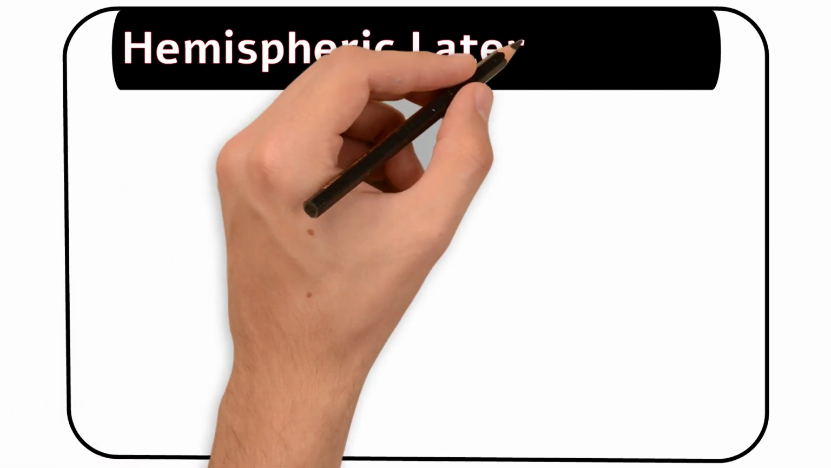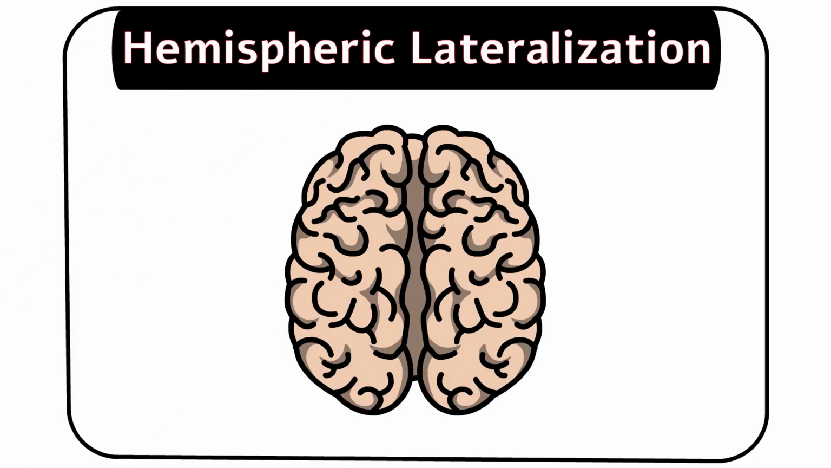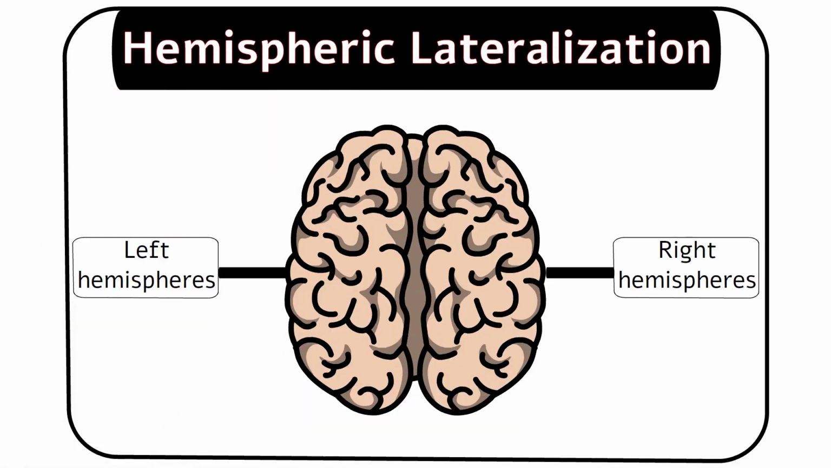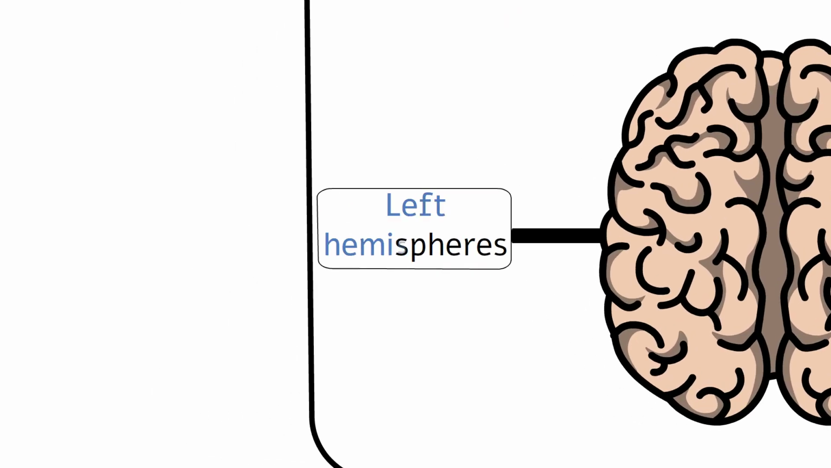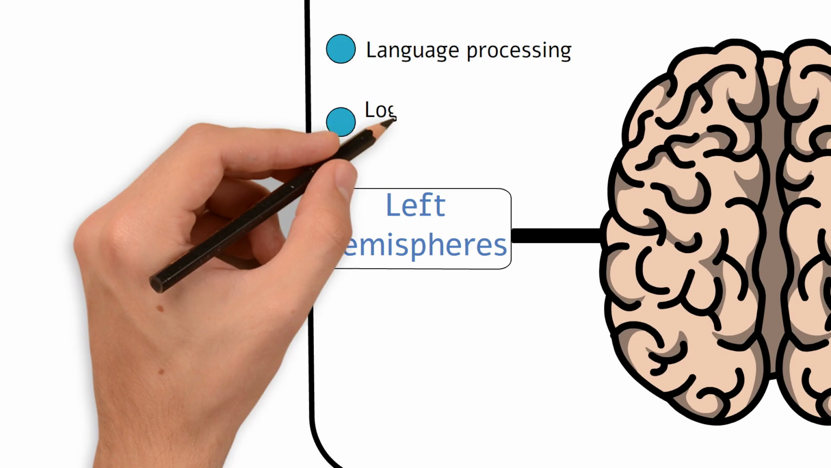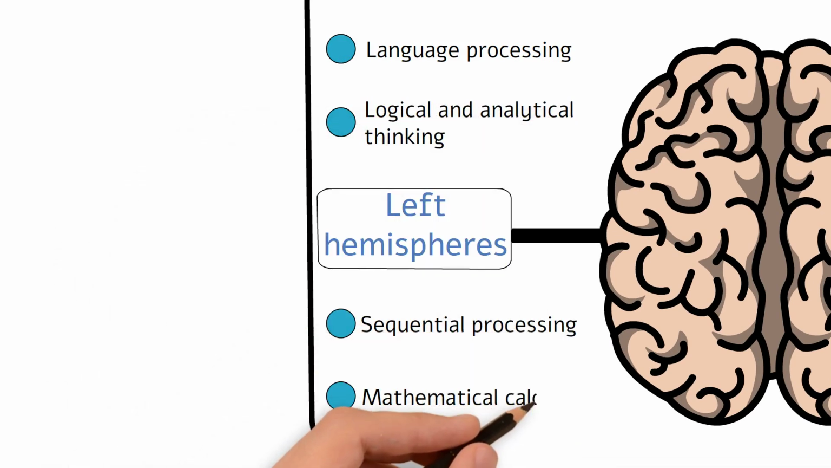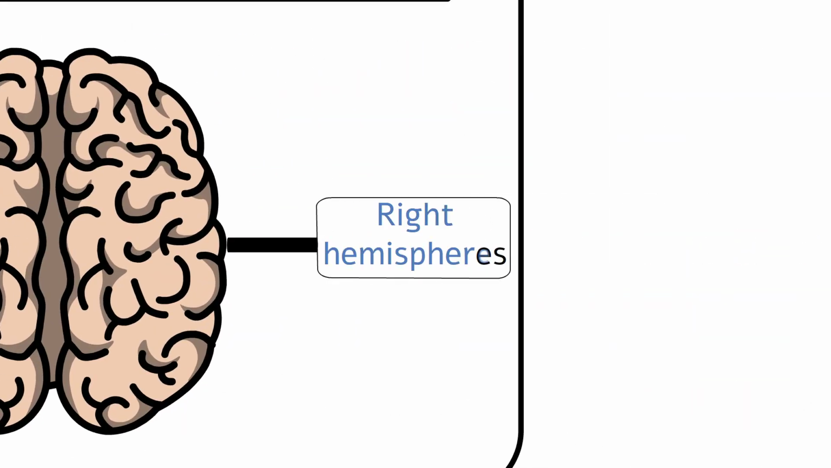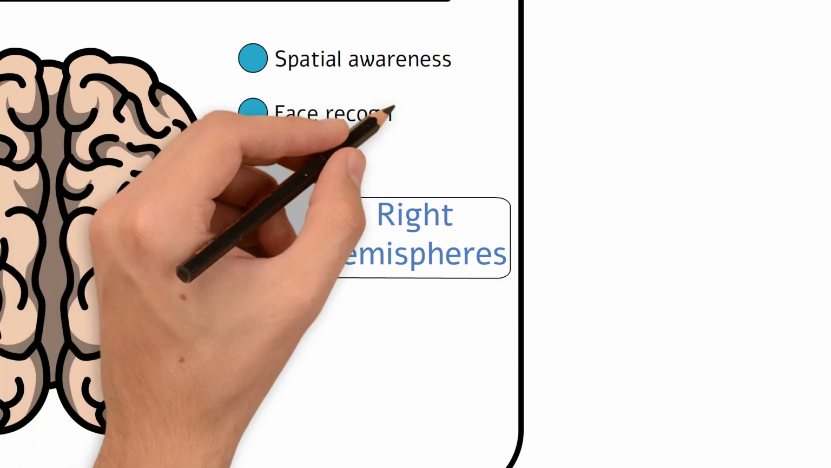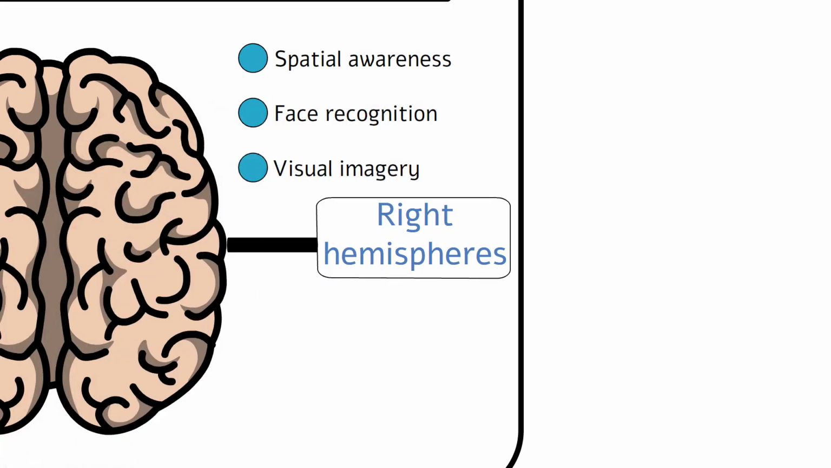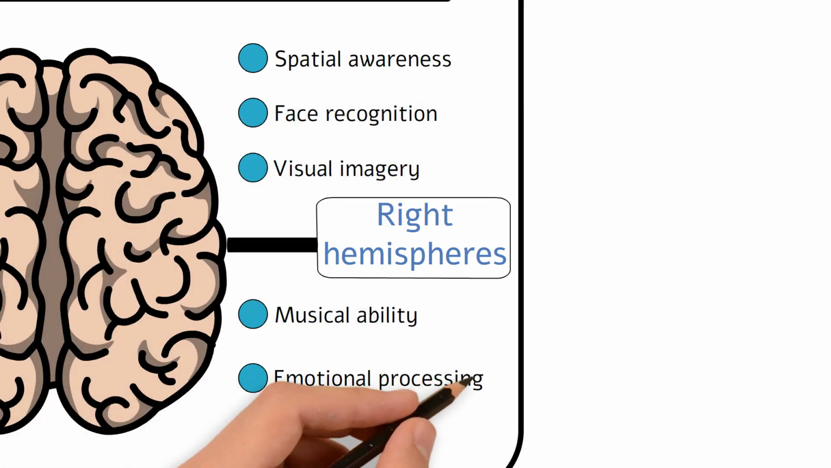Hemispheric lateralization. The brain is divided into two hemispheres, each specializing in different functions. Left hemisphere, typically dominant for language processing, logical and analytical thinking, sequential processing, mathematical calculations. Right hemisphere, typically dominant for spatial awareness, face recognition, visual imagery, musical ability, emotional processing.